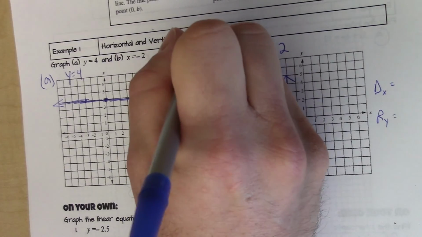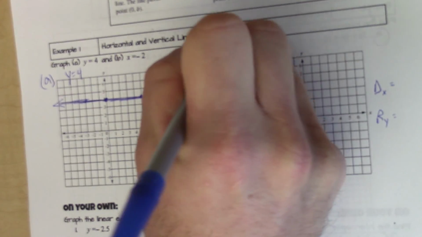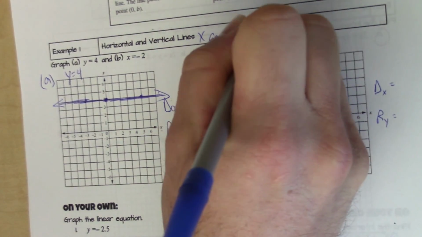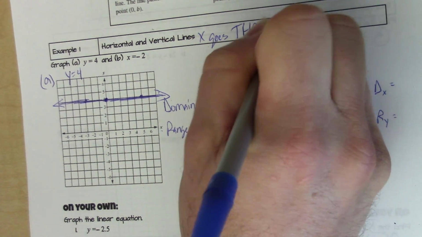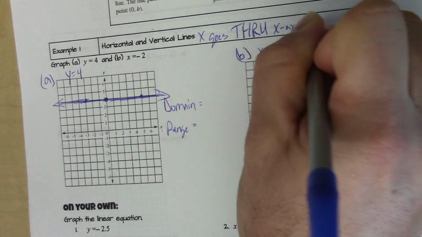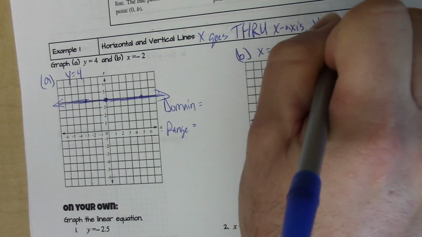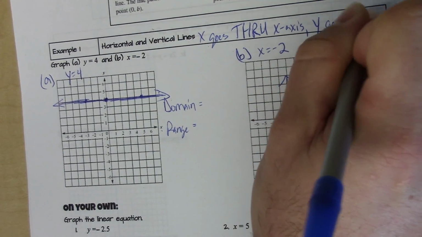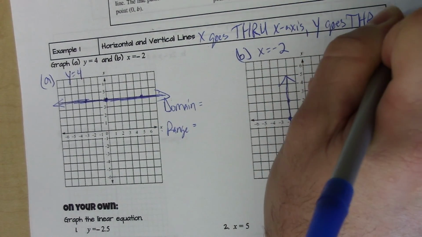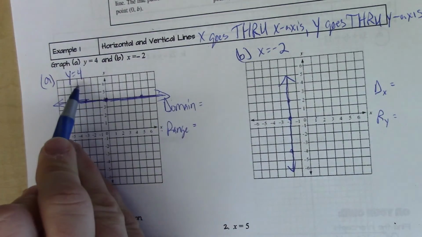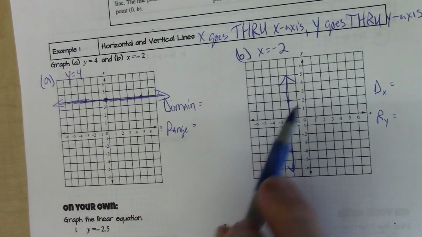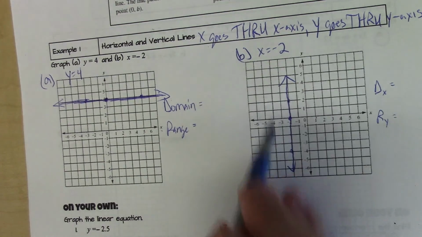Okay, it's a vertical line because its x goes through the x. In fact, I want to write that down. X goes through, capital letters, x-axis. Y goes through y-axis. Right? So y equals goes through the y-axis. X equals goes through the x-axis.